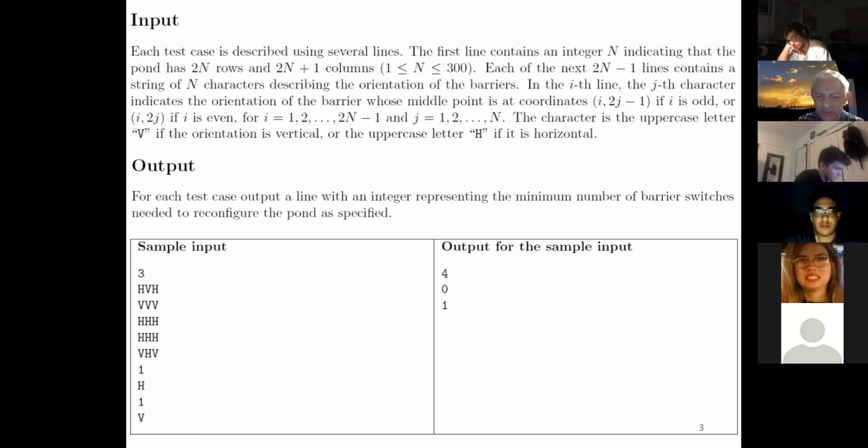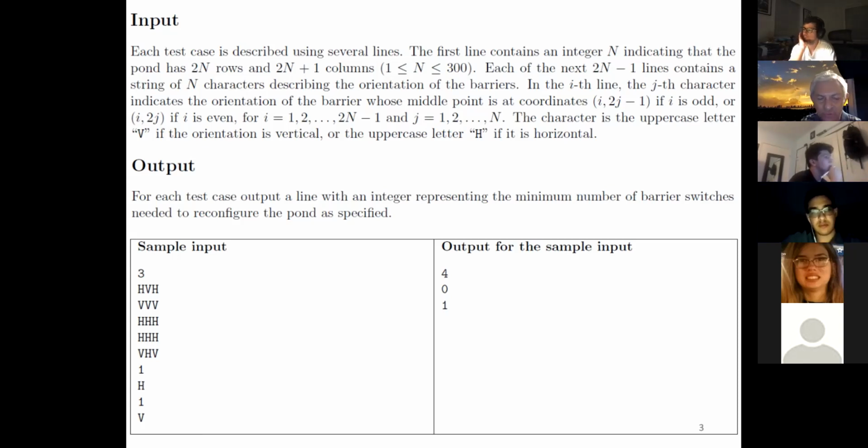So do you think you can handle this on the coming Saturday? We have to draw the graph, right? You have to go from the input to the graph. Yes. All right.